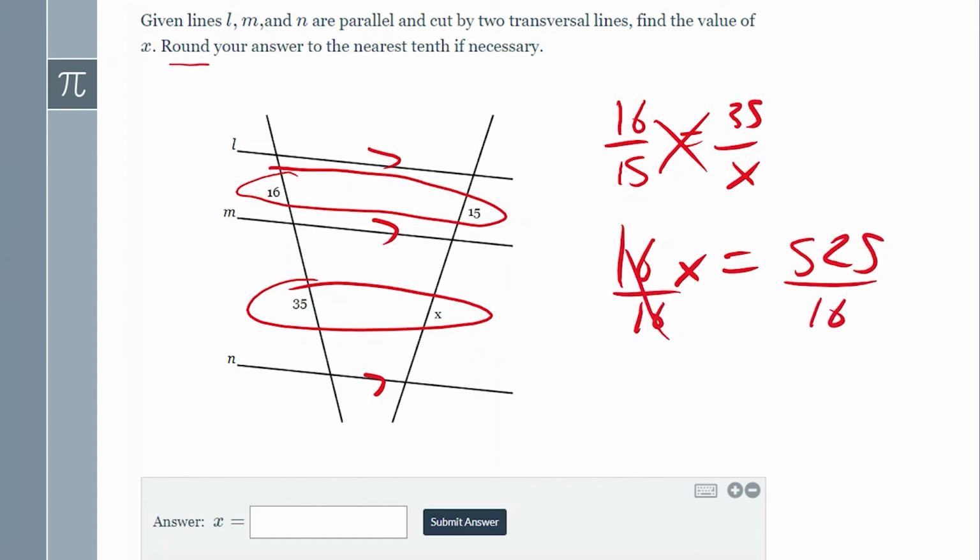And again, this one says round your answer to the nearest tenth. We're going to get a decimal, and it comes out to be 32.8125. Now this 1 is less than 5, so we're going to keep the 8 and 8. So 32.8.